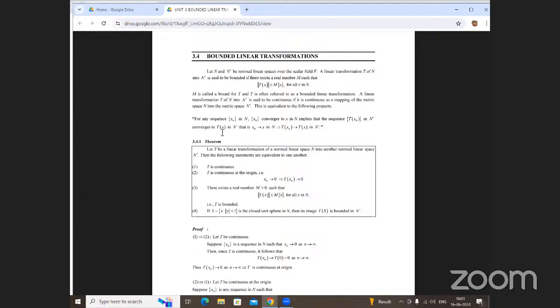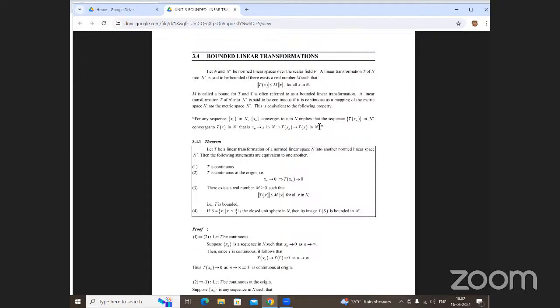So what is the definition of continuity? When it is continuous, T of xn converges in N dash. What is the meaning of converges? xn converges to x in N. xn is the sequence, and the point of convergence is x. So xn converges to x in N. Here x is a point in the domain and xn is the nth term of the converging sequence. Then, applying the transformation, T of xn converges to T of x in N dash. That is the continuity.